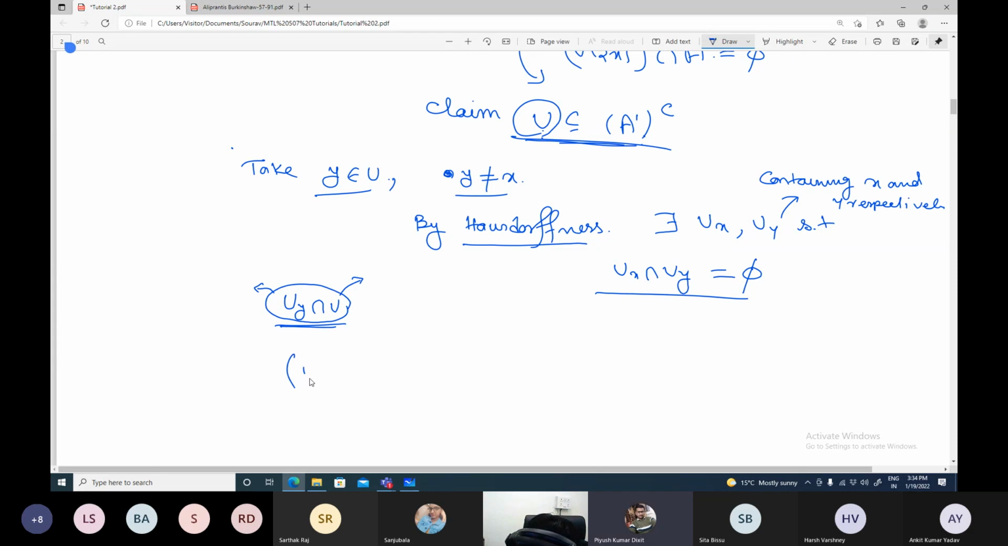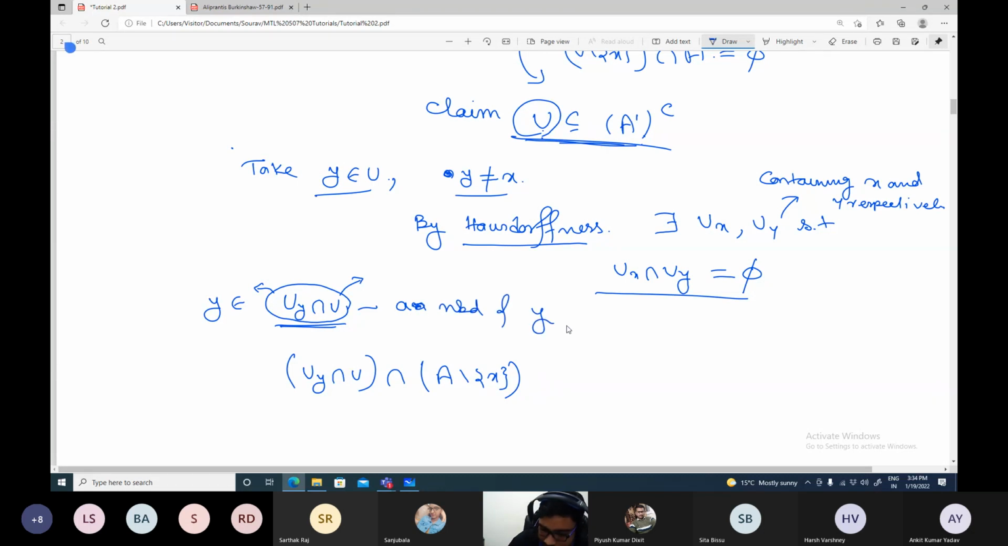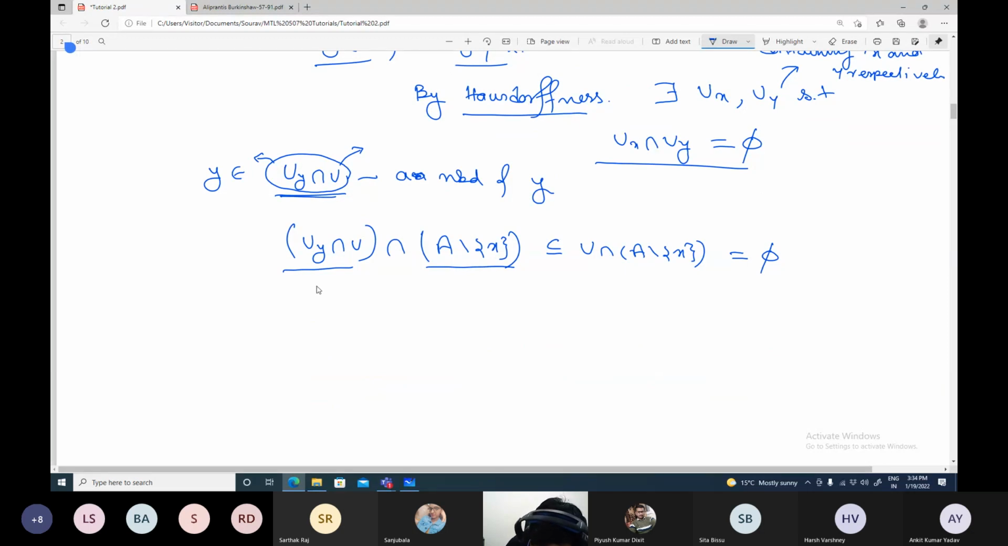Now if we take UY intersection U intersection A minus X, Y belongs to this and this is a neighborhood of Y. So this intersection is a subset of U intersection A minus X, but this is empty. So what we can say is that this is a neighborhood of Y, right?